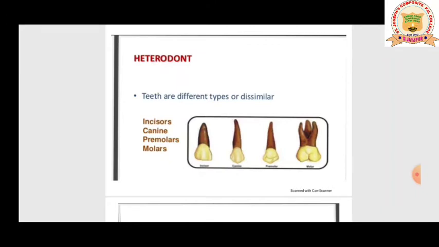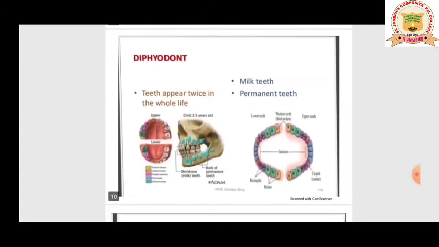On the screen you can have a look at the different kinds of teeth. We call it heterodont dentition. Because the teeth are of different types and not all similar, the name heterodont has been given. The first one is the incisor, the second is the canine, the third is the premolar, and the last is the molars. I hope you understood now.